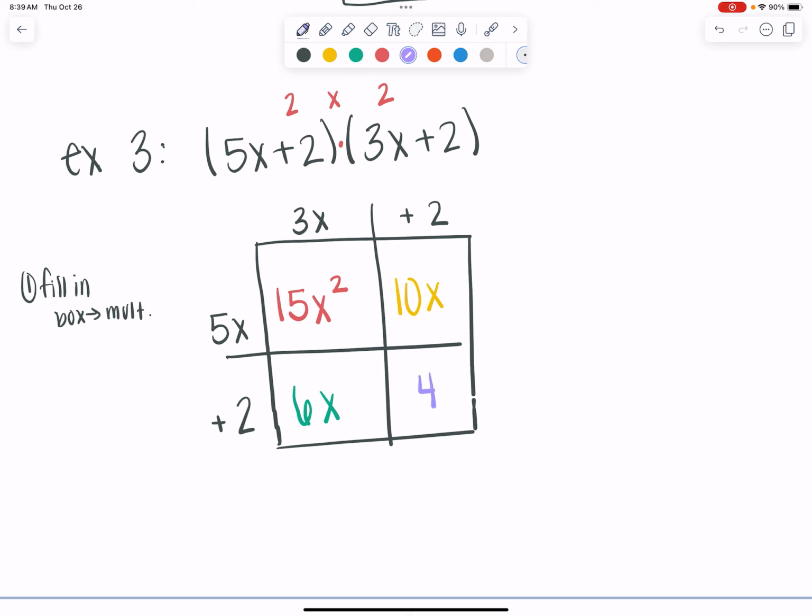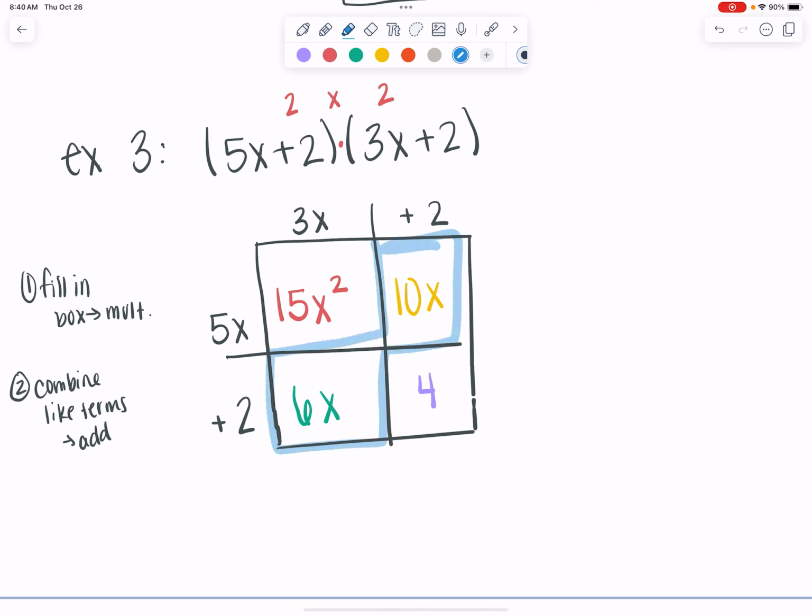Anytime we don't see a sign on a number, it's assumed positive. So all of these are positive: 15x squared, positive 10x, positive 6x, positive 4. Now that I've multiplied, I'm looking to combine any like terms. So this goes back to the last section where we were learning to add and subtract polynomials. Like terms have to match in variable and exponent. And I do actually have some like terms.